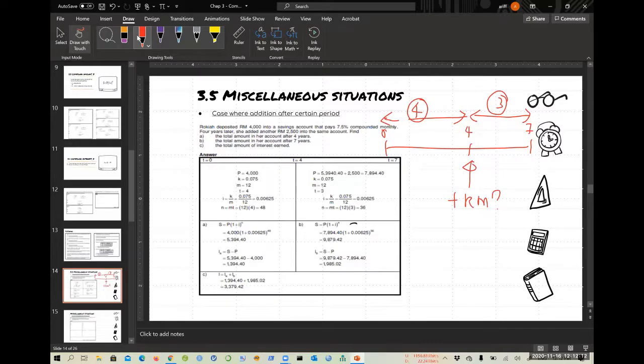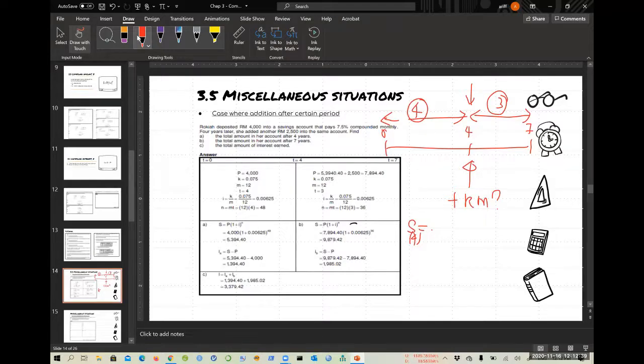Okay, so what you need to do right now, the question first asks you the total amount in her account after 4 years. So that means they ask you what is the amount here. So dia suruh cari nilai S dahulu, at the 4th year. Okay, S4 saya gunakan S4. So 4 ni indicate the year lah. Okay, so you have to use the S4.